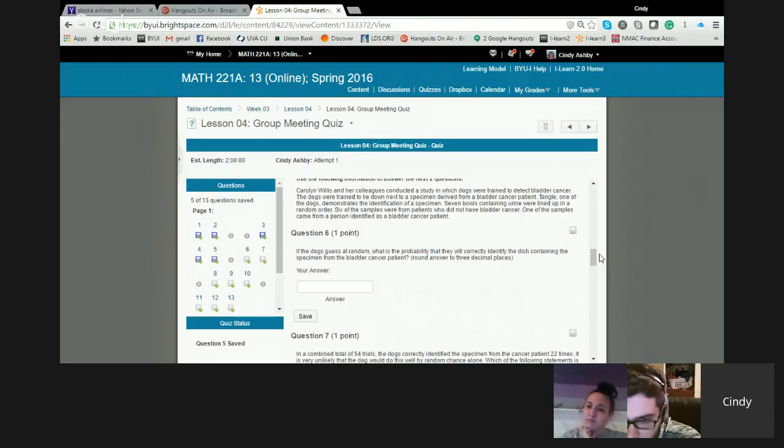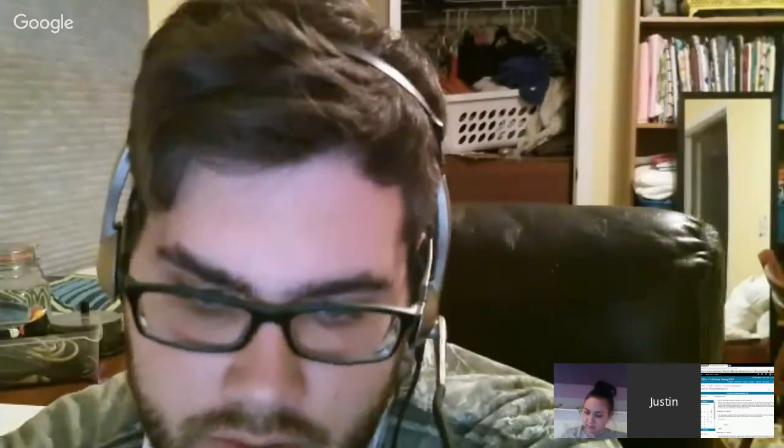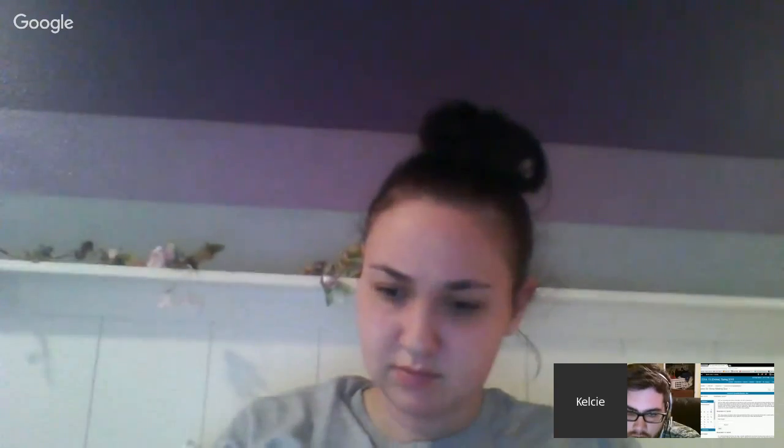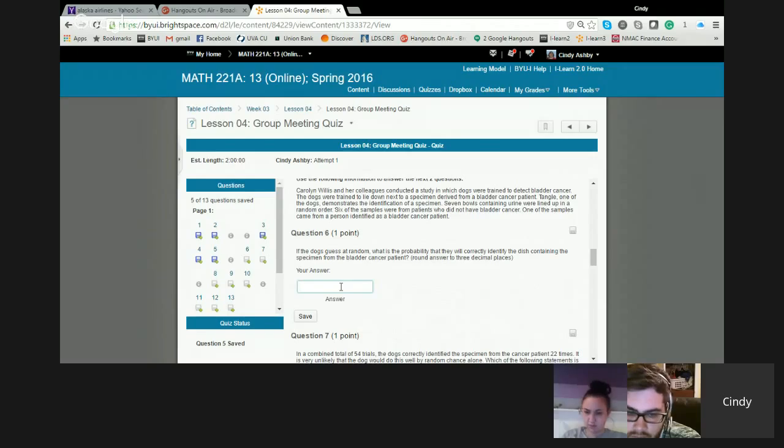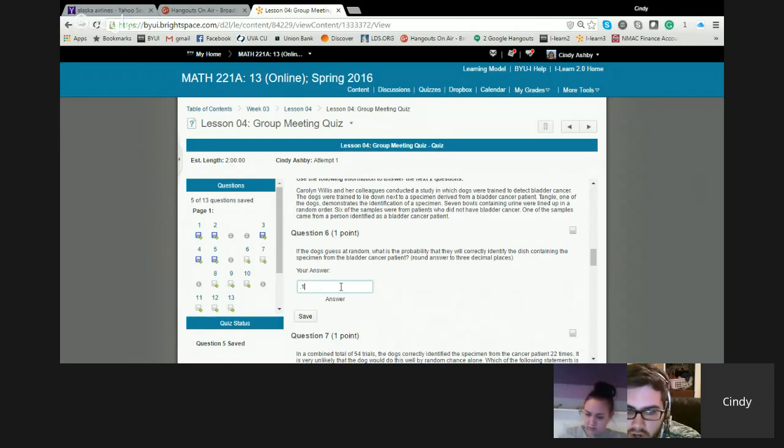Question 6. If the dogs guess at random, what is the probability that they will correctly identify the dish containing the specimen from the bladder cancer patient, rounded to 3 decimal places? I said 1 divided by 7, which is 0.143. I'm sorry, what is 1 divided by 7? 0.143. Which makes sense. Yep.